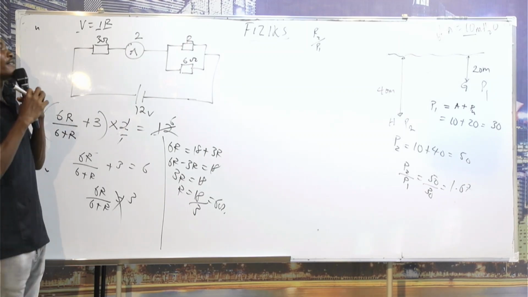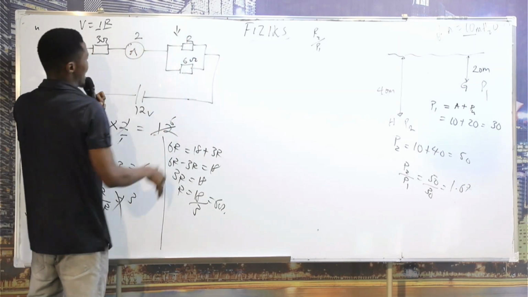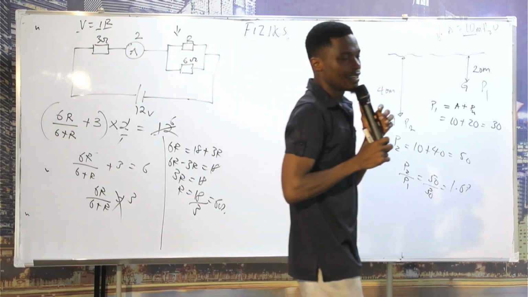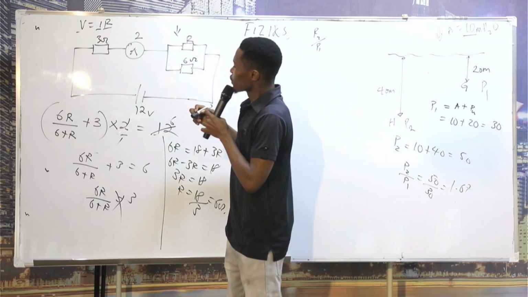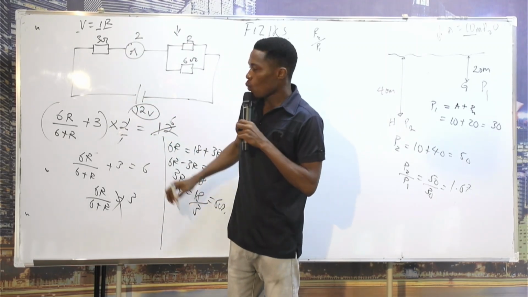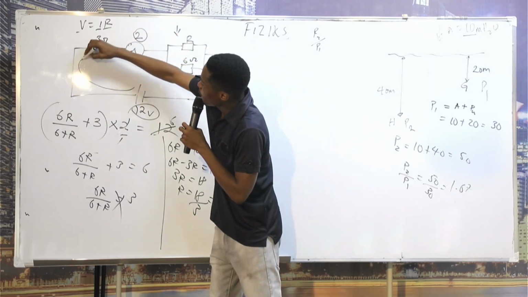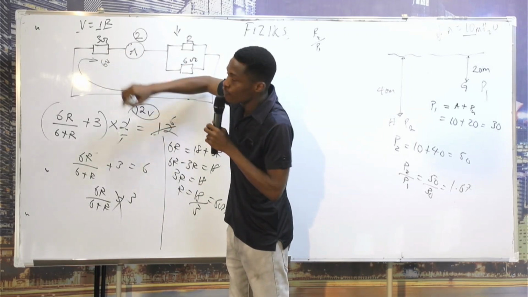Another way you can solve the question is this. Class, find the voltage across these two sides. Remember, if they are in parallel, they will have the same voltage. So what do I do? Now, total voltage supplied here was 12 volts, but the total current is 2 ampere. When that current flows through this 3 ohm resistor, it will cause a voltage drop of 6 volts.